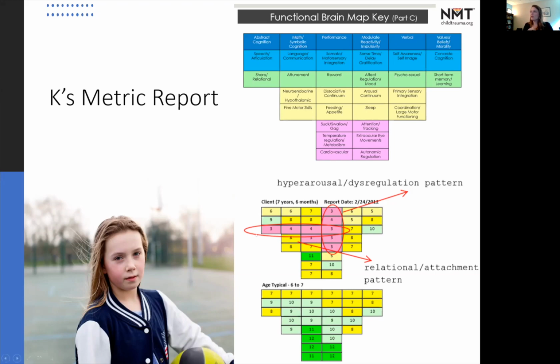And then this row here, when you see kids with problems with this grouping of functional deficits, that they have trouble forming relationships and attachments in a healthy and regulating way. Now, what's so interesting about Kay is, look here, her cortex, these top 2 rows, they look pretty similar to kids her age. And why is this important?